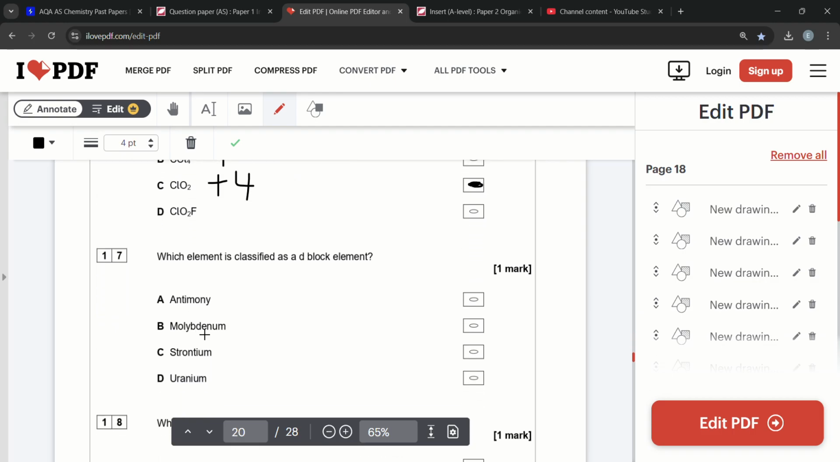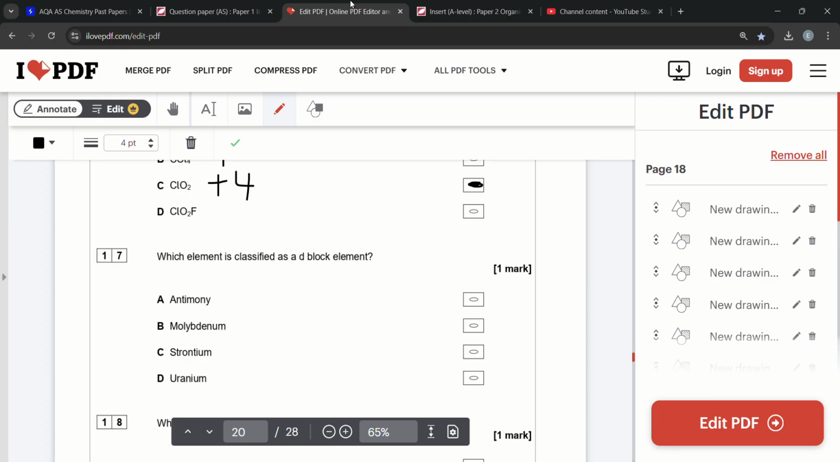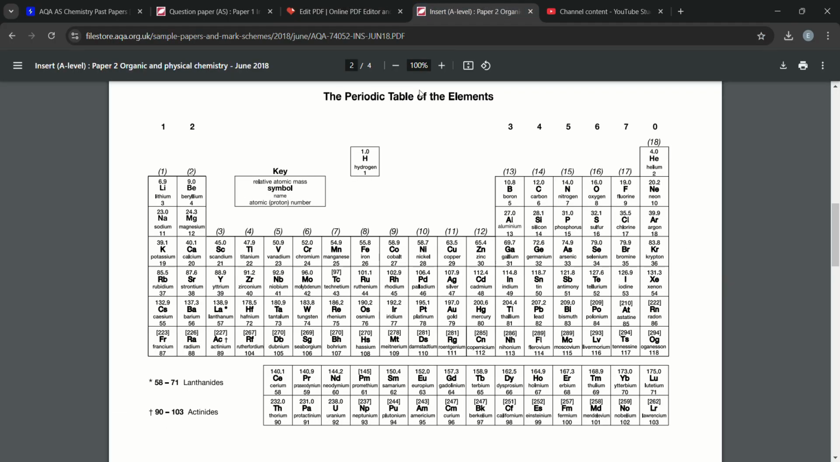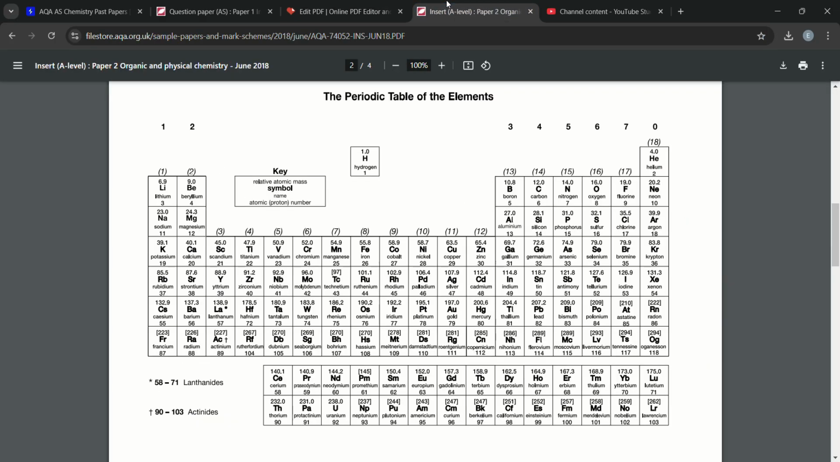Question 17. Which element is classified as a d block element? s, p, d. The d block elements are the ones in groups 3, 4, 5, 6, 7, 8, 9, 10, 11, 12, the region in the middle. And if you look here, we've got Mo, molybdenum. Molybdenum is classified as a d block element. Whereas antimony, where's that?